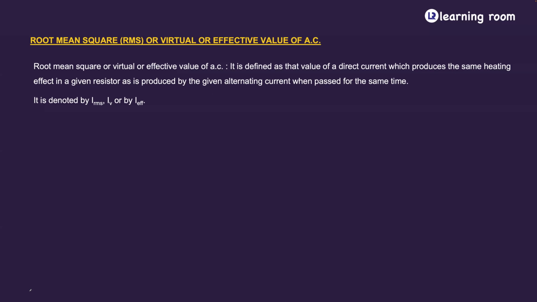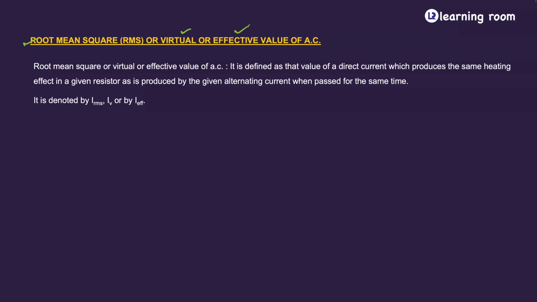Now, we are going to see the next and the most important topic, that is the RMS, or it is also called the root mean square value of AC. So there are three names associated with it. One is called the root mean square. It is also called the virtual or effective value of AC. I'll tell you why those names are actually given. First, let's try to understand what is the definition of it.